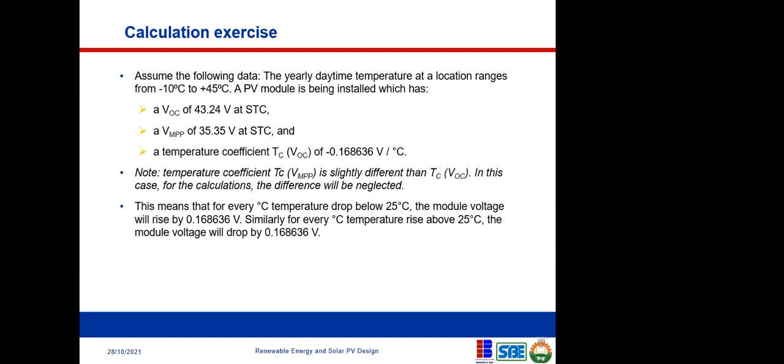So this is just a little calculation exercise. Assume the following data: a yearly daytime temperature at a location ranges from minus 10 degrees centigrade to plus 45 degrees centigrade. A PV model is being installed, which has the following characteristics. You have the open circuit voltage of 43, of course, at standard test condition. Then you have the maximum power point voltage at 35.35. These are the data that you have been given. And now the question is, at temperature coefficient of this.